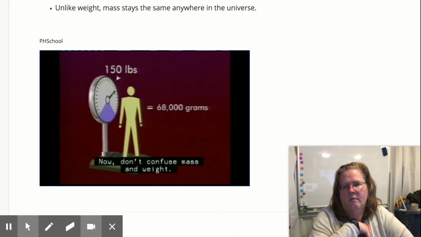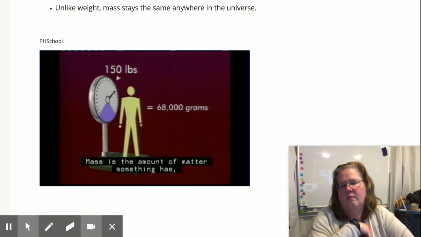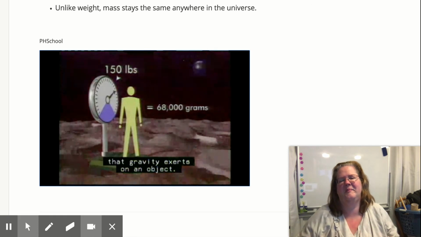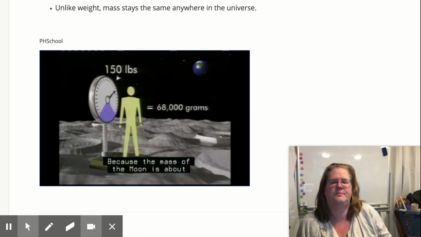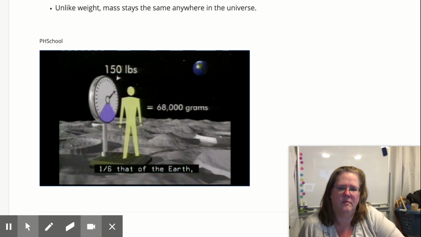Now don't confuse mass and weight. Mass is the amount of matter something has, while weight is a measure of the attraction that gravity exerts on an object. Because the gravity of the moon is about 1/6 that of the Earth, the person who weighs 150 pounds on Earth only weighs 25 pounds on the moon, but still has a mass of 68 kilograms.